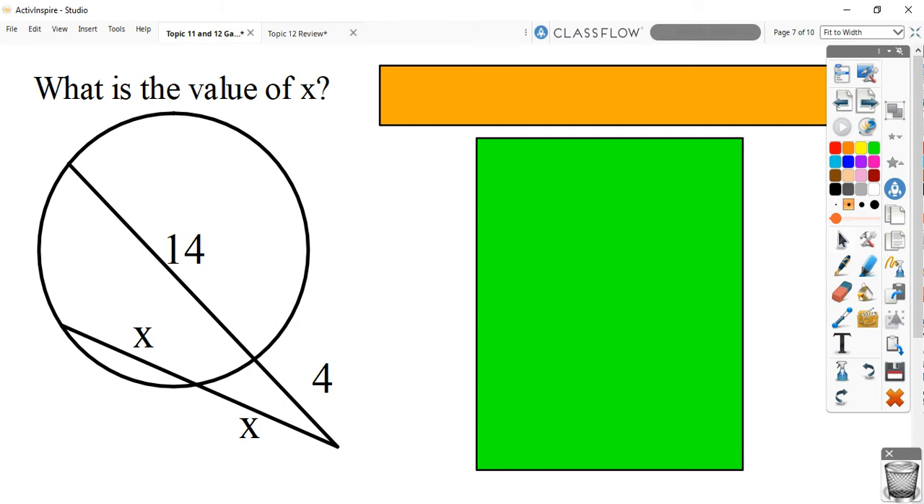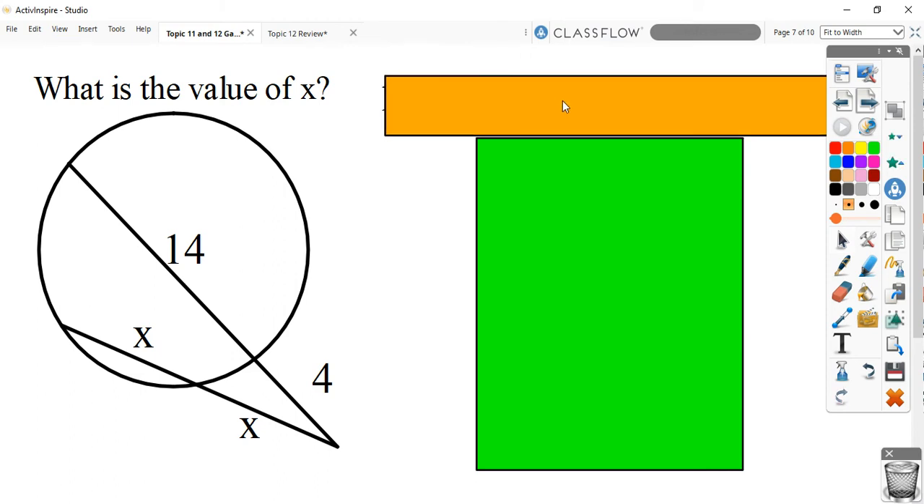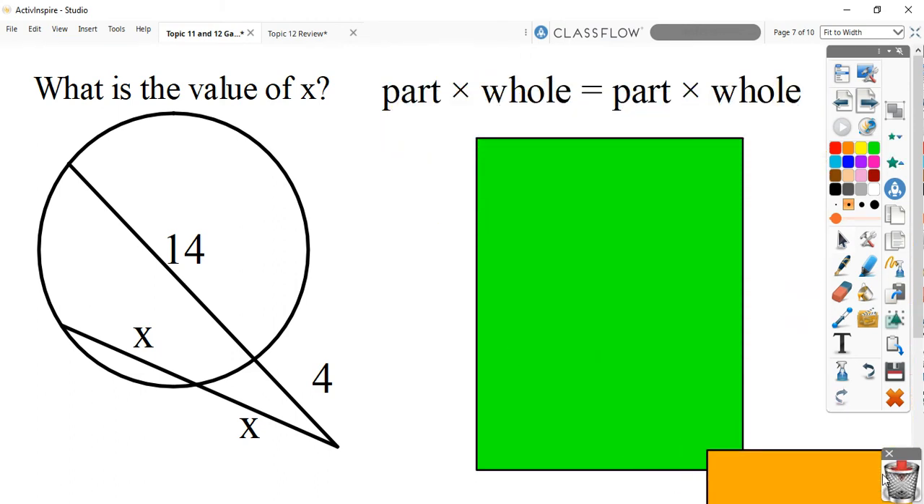Moving on up, what is the value of x? This was directly out of topic 12, the last day of the notes, I believe. And here's what you need to remember on all of these weird problems that look kind of like this: part times whole equals part times whole. Here's what we mean by that.